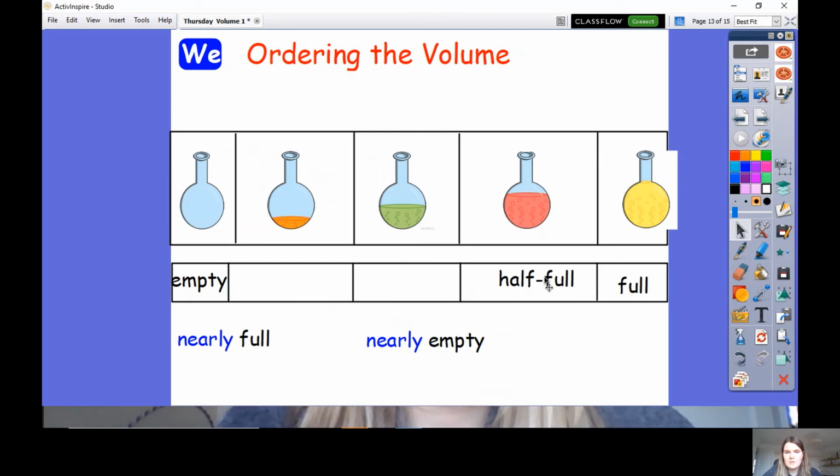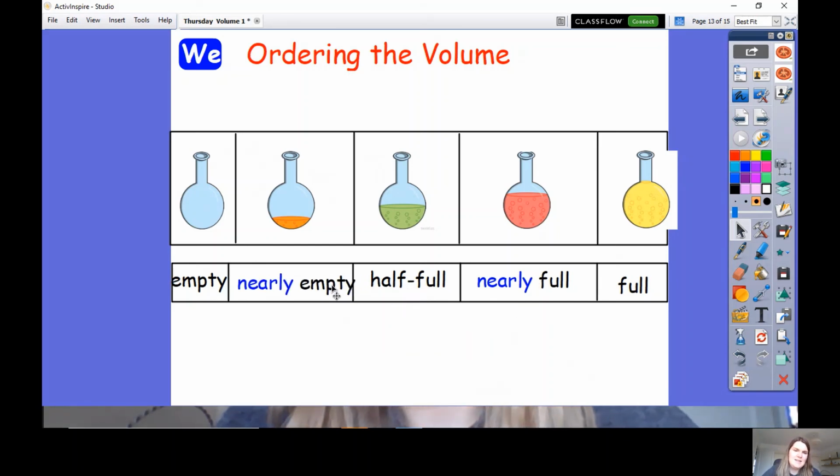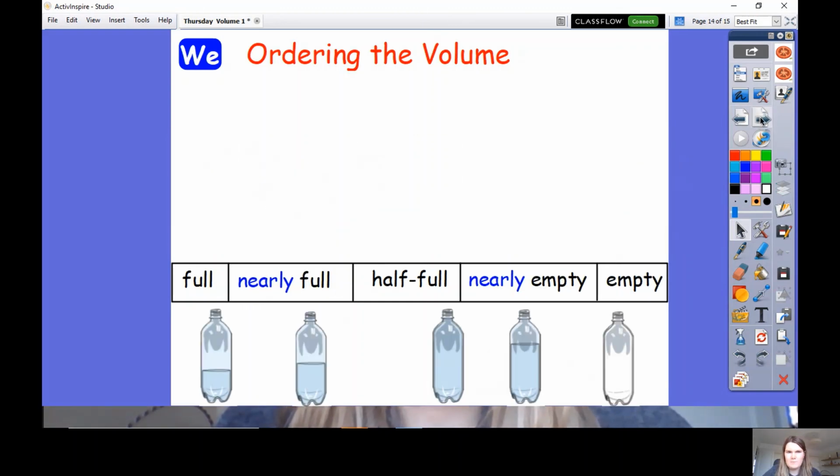Okay, so where would I put half full? Here? Why not there? Because that's not the halfway mark. Okay, which one is at the halfway mark? The green one. Well done. This is at the halfway mark of the beaker. So now we've got nearly full and nearly empty. Where does nearly full go? Right next to full. Well done, because it's almost full, but it's not quite, which means nearly empty needs to go next to empty. Fantastic ordering of your volume, everyone.